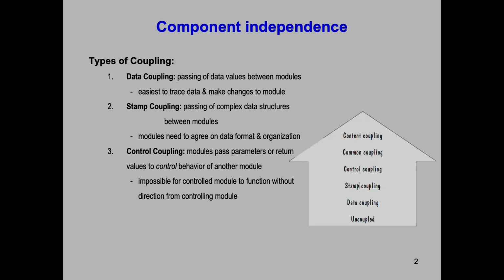And we have stamp coupling. This is the passing of complex data structures between modules. The modules need to agree on the data format and organization. So you can imagine if you have the passing of a hash map, it needs to know that it is a hash map, so it knows how to work with that data. We have control coupling. This is where a module passes parameters or return values to control behavior of another module. So this makes it impossible for the controlled module to function without the direction from the controlling module.